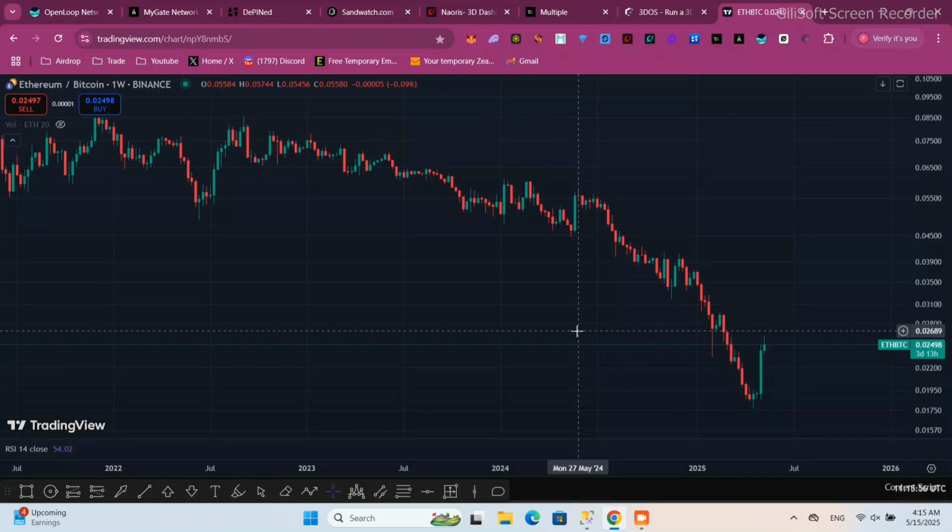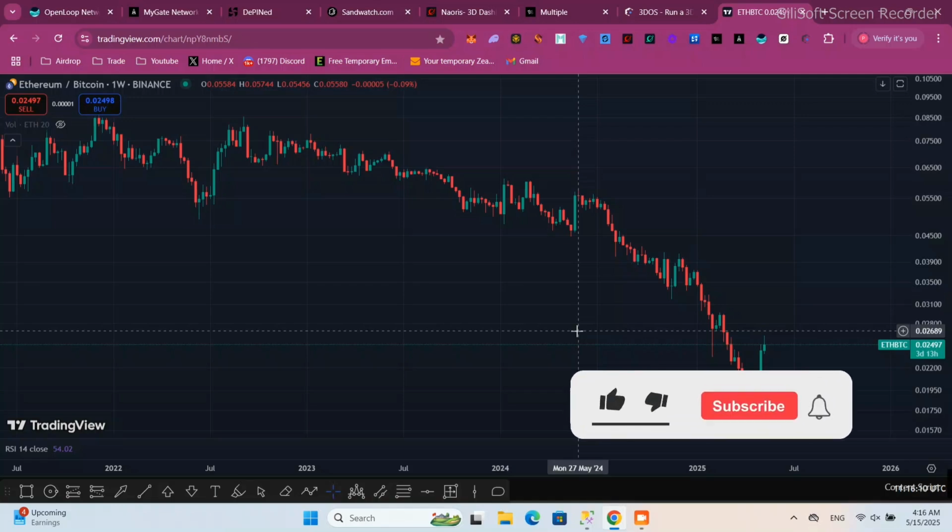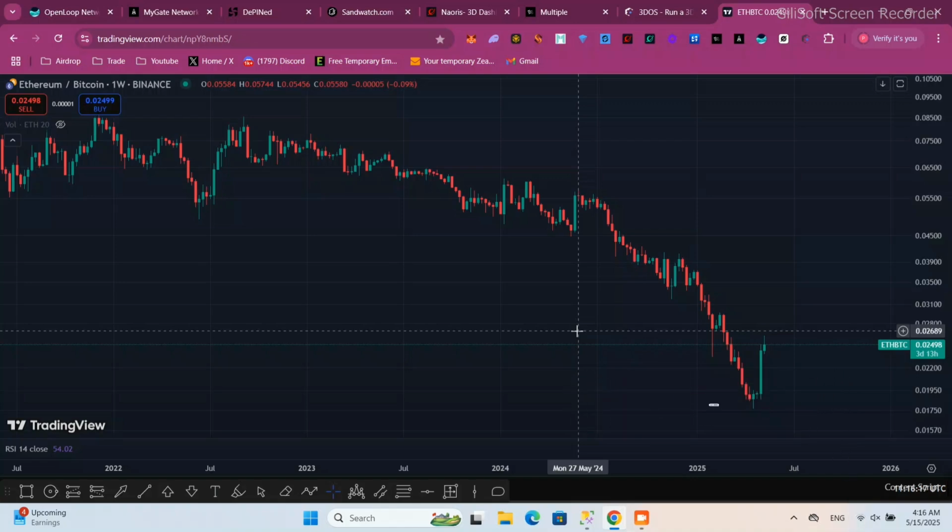Today, we're diving deep into Ethereum's price action against BTC and USDT across multiple timeframes, from the weekly chart all the way down to the 1-hour level. We'll analyze key trends, support/resistance zones, and potential breakout opportunities. Whether you're a swing trader or a long-term holder, this breakdown will help you make smarter decisions. So, grab your notes, and let's get into it.